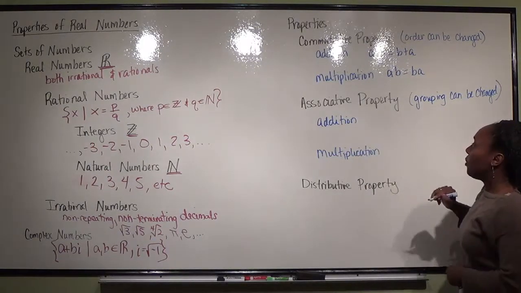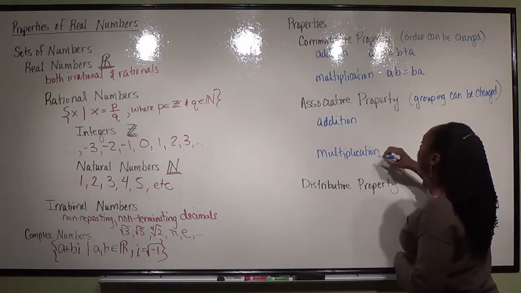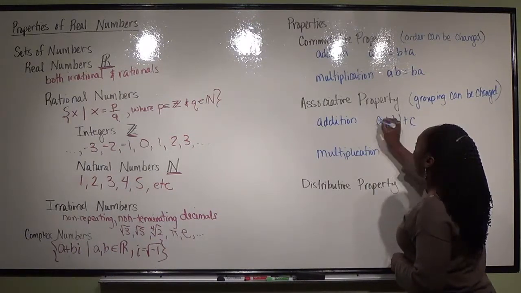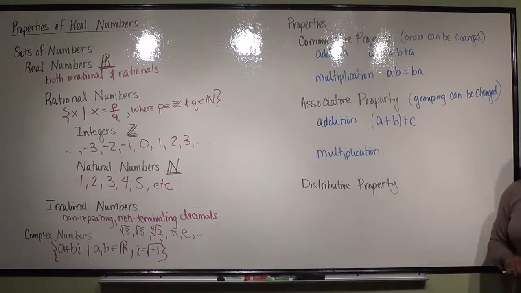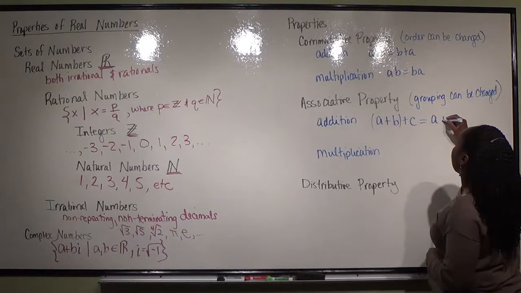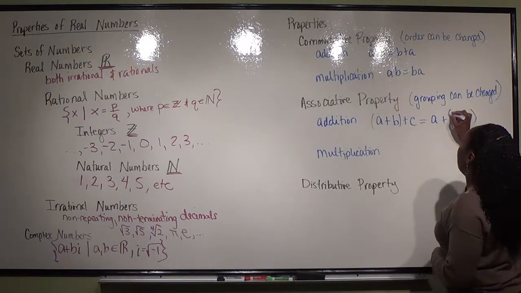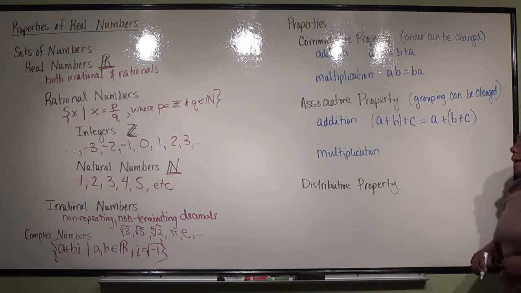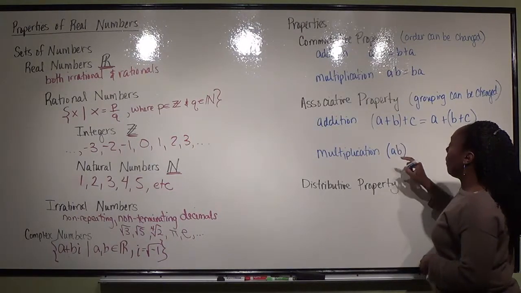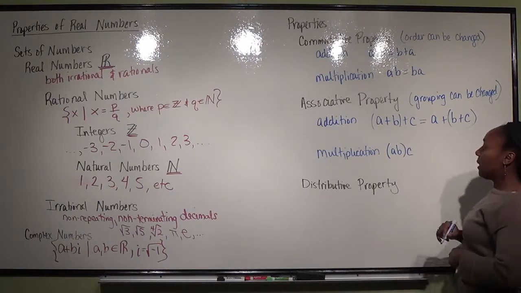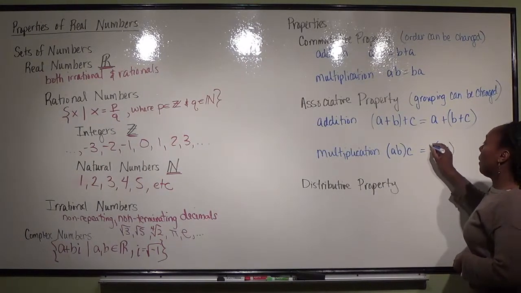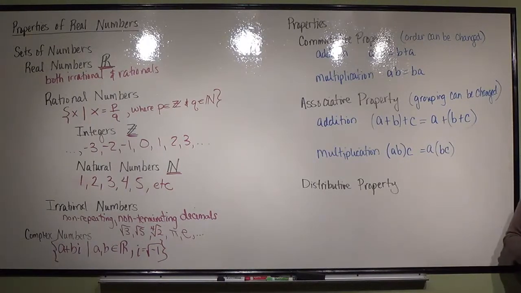Okay? So for the addition property of associativity, it says that if I take A, B, and C, and I want to add them together by taking A and B first and then adding on C, I'm going to get the same thing as if I take B and C and add those first and then add A to that. Okay? For multiplication, same thing. If I multiply A and B and then multiply by C, I'll get the same thing as if I took B and C and multiplied the result by A.